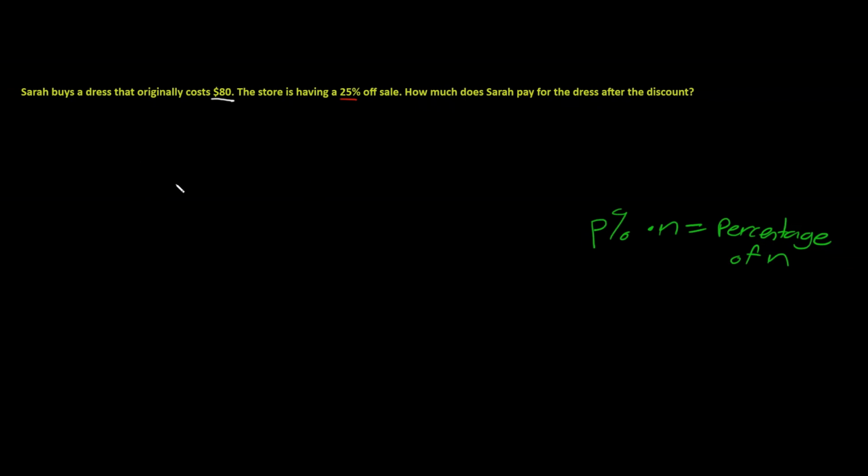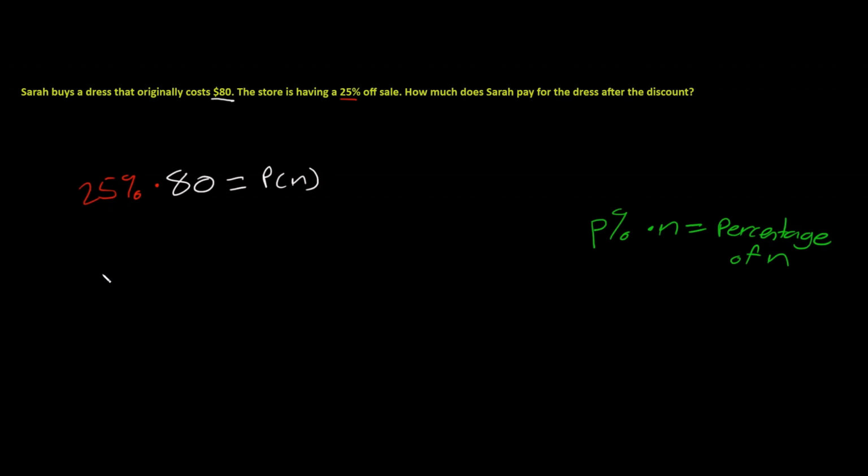So we have 25% times $80, and we're going to find the percentage of n. So we'll just write P of n, and remember that 25% just means 25 out of 100 parts. So we can write this as 25 over 100, and 25 over 100 is the same thing as 1/4.